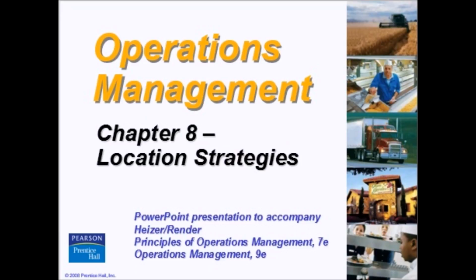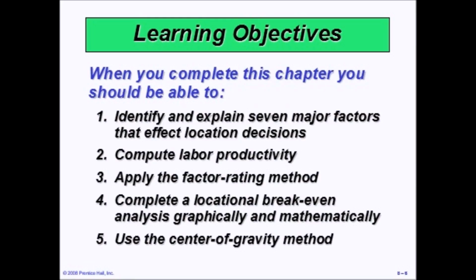Learning objectives. When you complete this chapter, you should be able to identify and explain 7 major factors that affect location decisions. Compute labor productivity. Apply the factor rating method. Complete a locational break-even analysis graphically and mathematically. Lastly, use the center of gravity method.